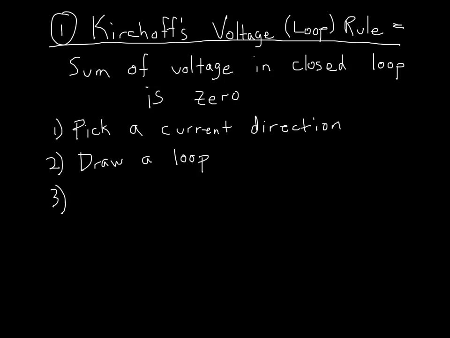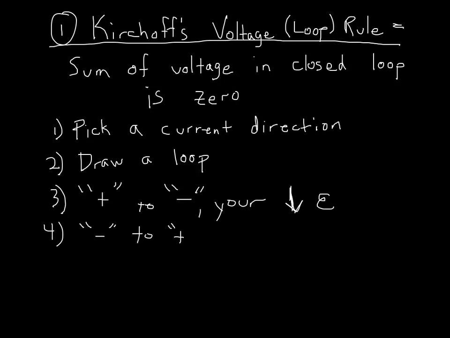You draw a loop around your circuit, and if you pass in a battery from the positive to the negative terminal, then you're decreasing your potential. You decrease your EMF. Conversely, if you pass from a negative terminal to a positive terminal, then you're going to increase your EMF.